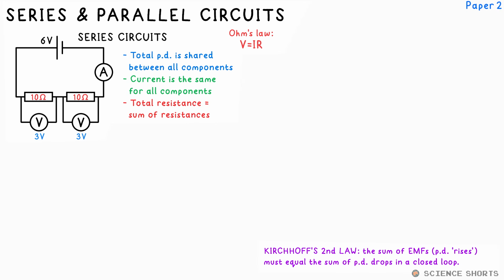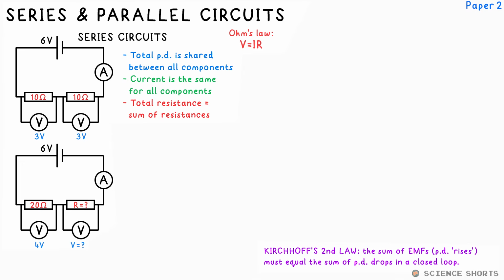By the way, we can also call this setup a potential divider circuit, as the total potential, total PD, is being shared. If the resistors don't have the same resistance, then we can use the second point to help us. That is, the current is the same for both.